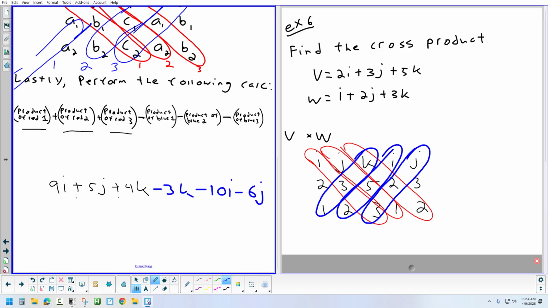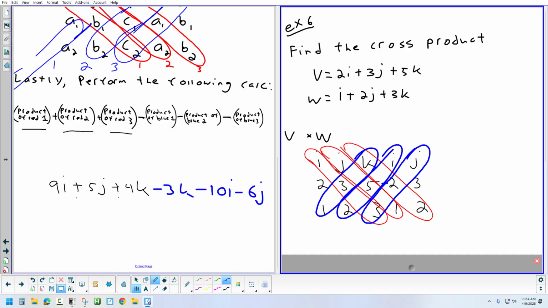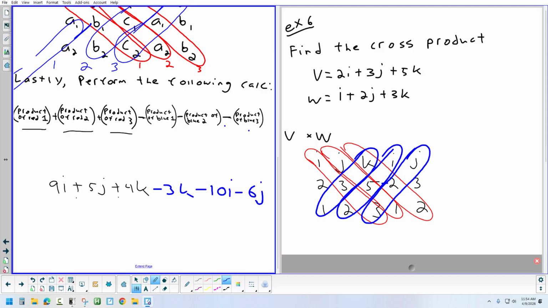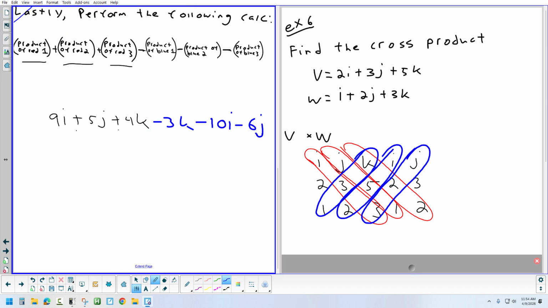Now, could these end up being a plus? They could. Like, if this was a negative 2 right here, that would be J times negative 2 times 3. That would be negative 6J. And when you subtract negative 6J, it does become a plus. Okay, so that can happen, but it didn't here. So let me get rid of that negative. All right. So now we just combine our like terms, and that's the cross product.